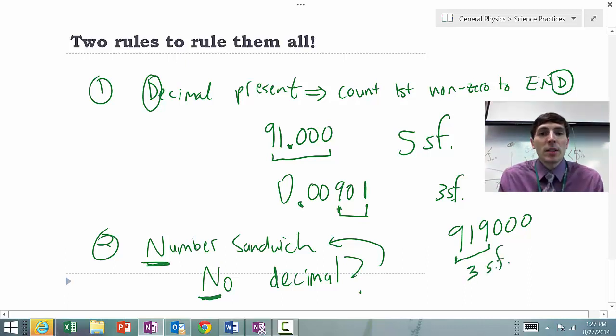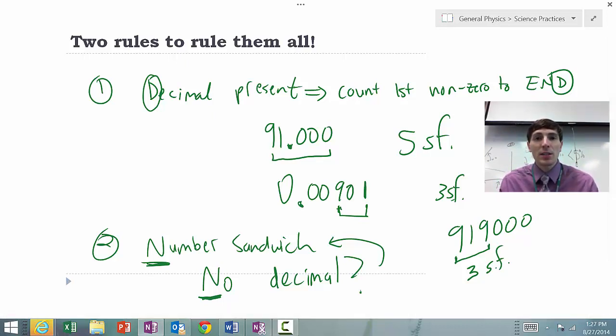All those rules can be summed up into 2 rules. If there's a decimal present, start counting at the first non-zero to the end. If there's no decimal present, then you're going to make a number sandwich. This was a quick recap of how to count significant figures, and I hope that this was helpful.